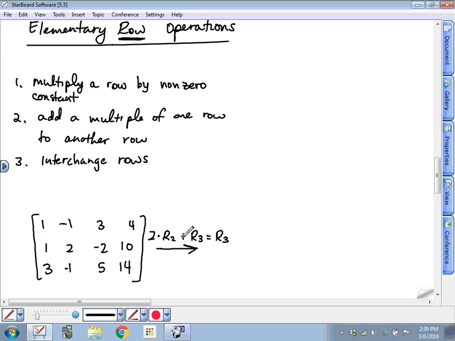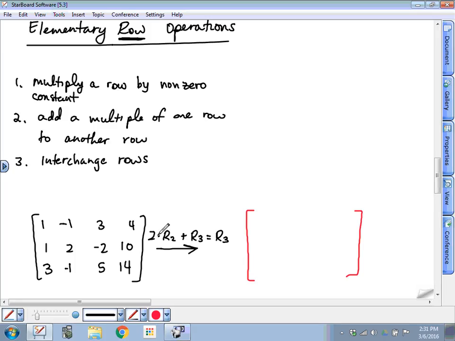Now, performing a row operation always creates a new row that replaces one of the original rows in the matrix. So that's what this means right here. All of these operations are going to replace row 3. So row 3 is going to change and become a new row. We're going to end up with a matrix of the same size. So it's still going to be 3 rows, 4 columns.